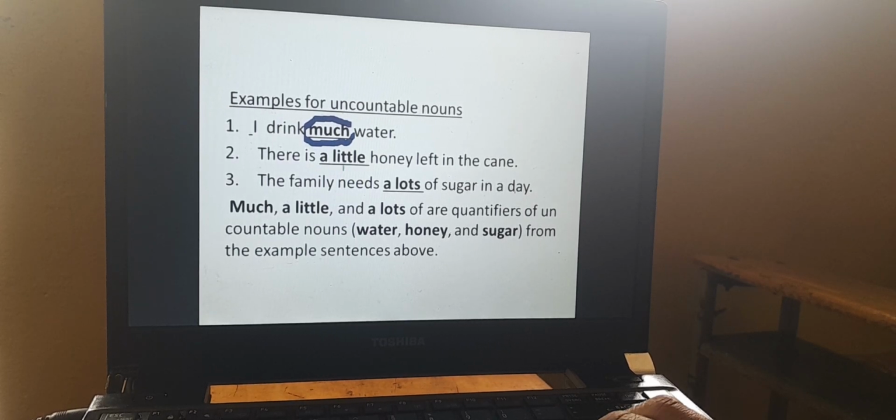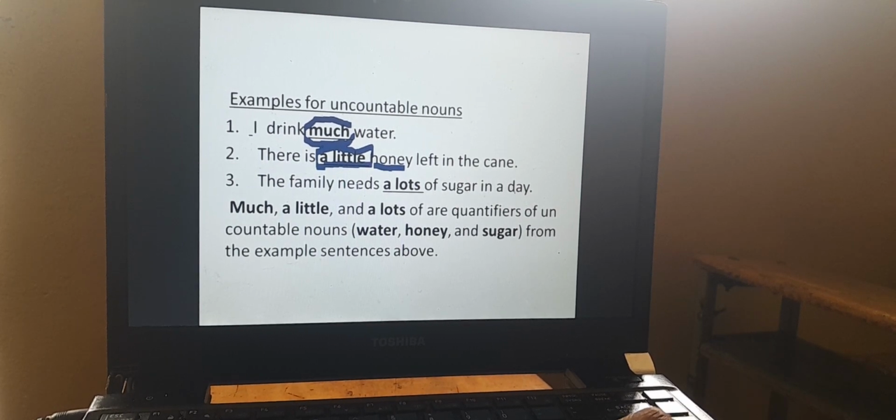And there is a little honey left in the can. Honey is a noun that cannot be counted, and because of that reason we have used a quantifier which is called here a little. The amount of honey that has just been left in the can is very little. So let us proceed to example 3.